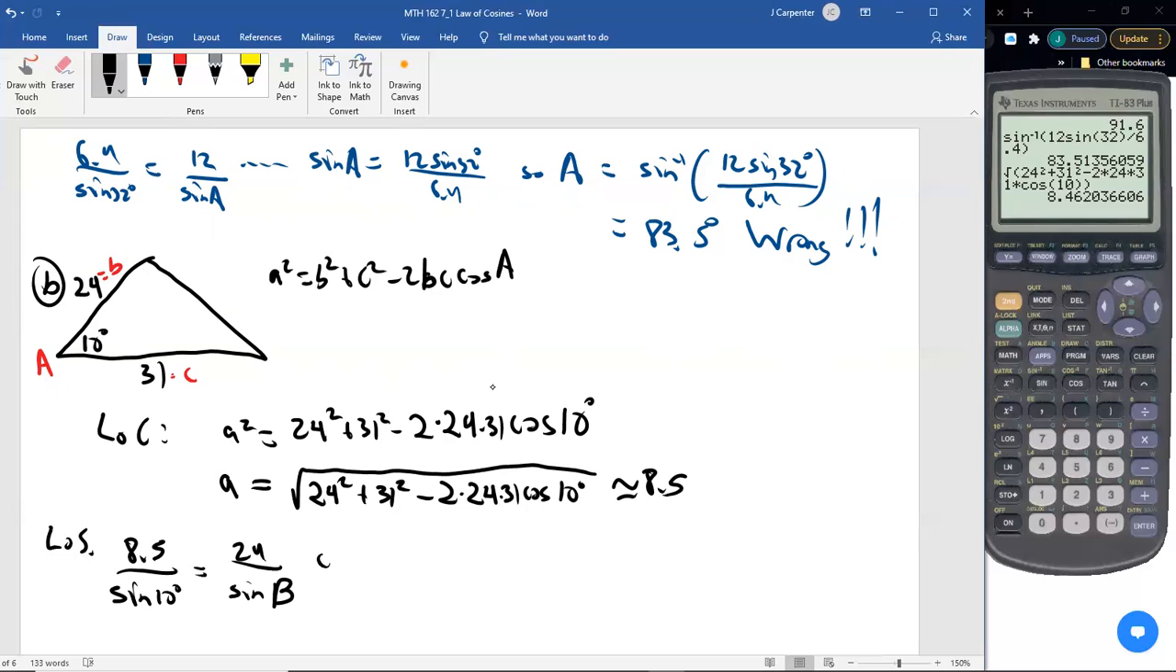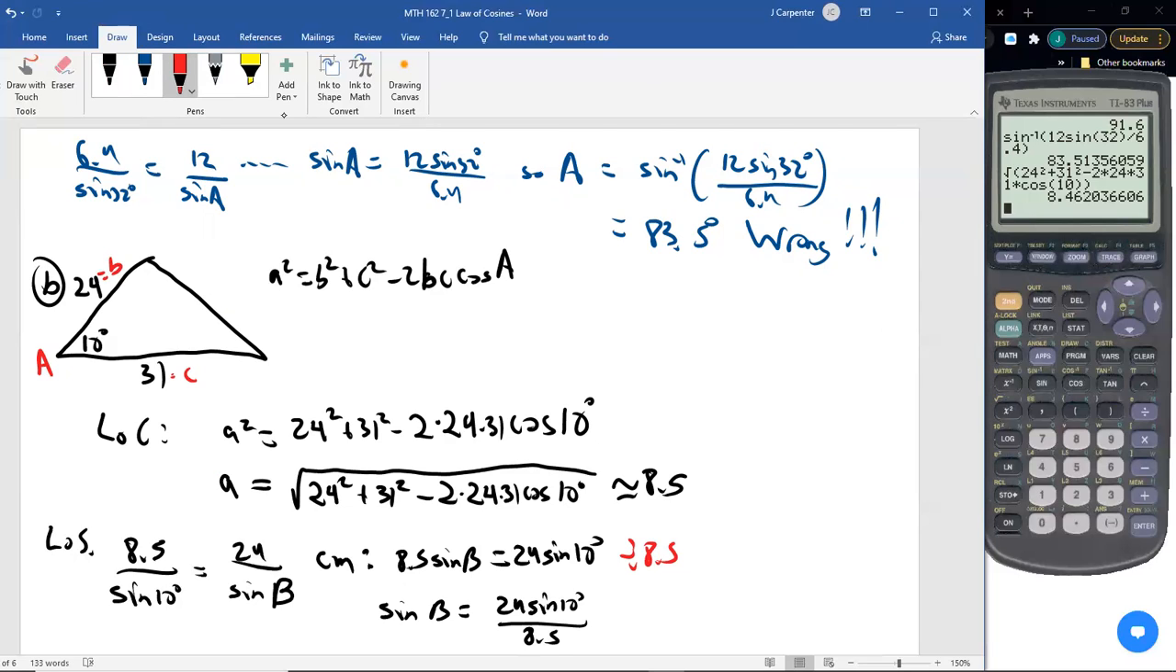You're going to cross multiply. You'll get 8.5 sine of B equals 24 sine of 10 degrees. You're going to divide both sides by the 8.5. You get used to the pattern of the math, I hope. And you get sine of angle B equals 24 sine of 10 degrees over the 8.5. You're going to take your inverse sine of both sides.